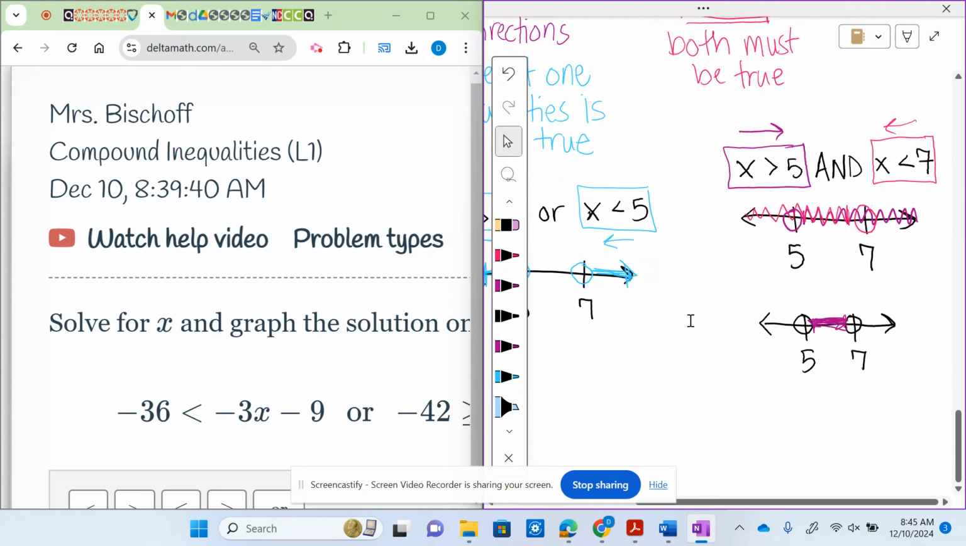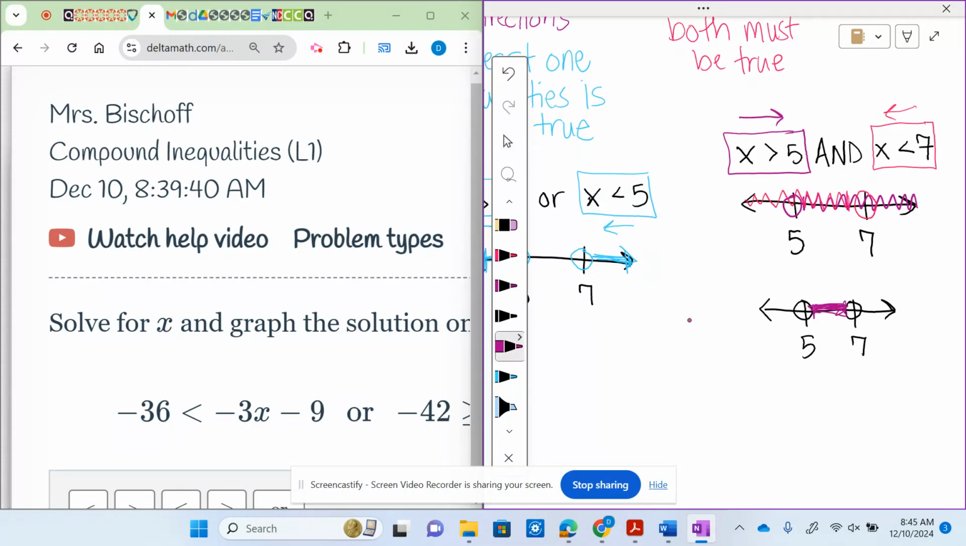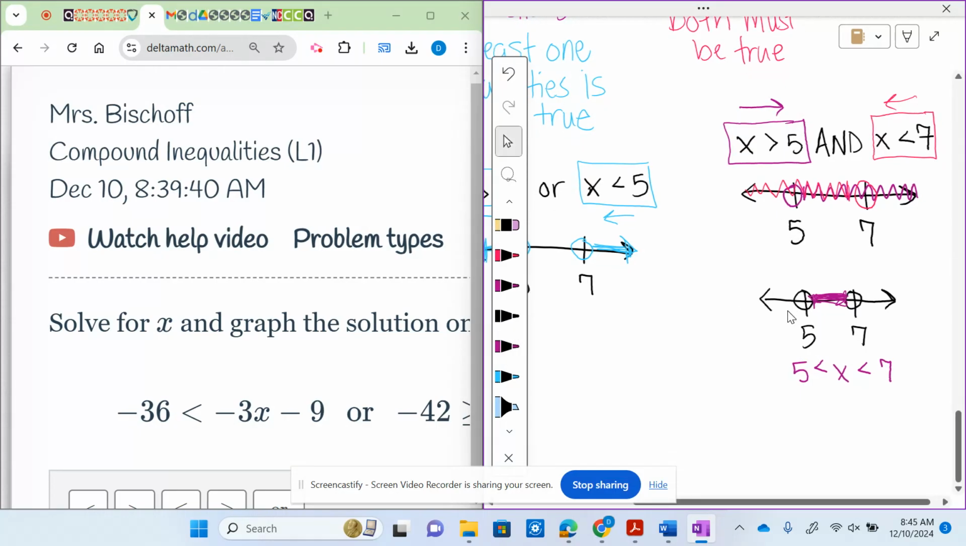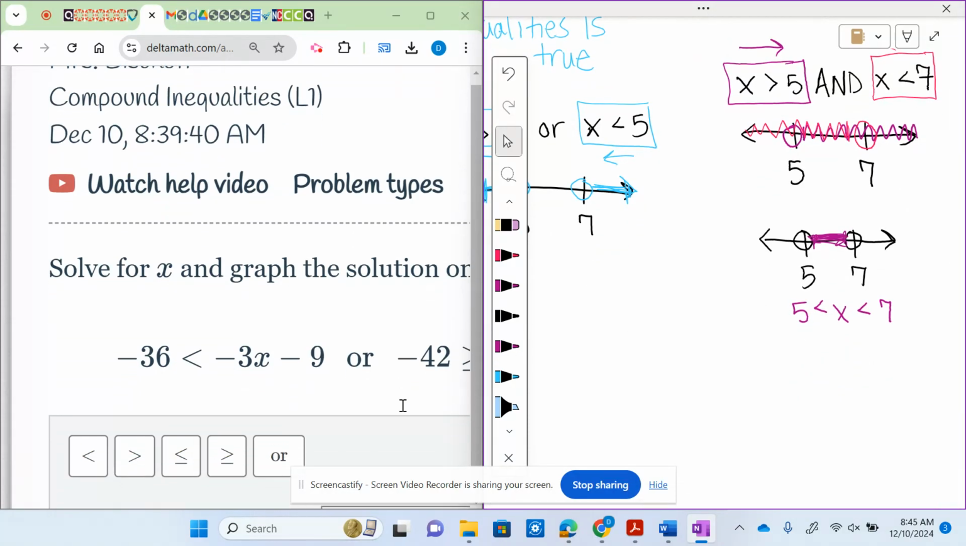Are we good with that? You can also write this as 5 is less than x is less than 7. Okay, we've got 3 more examples to do, 5, 6, and 7. These are going to be compound inequalities.